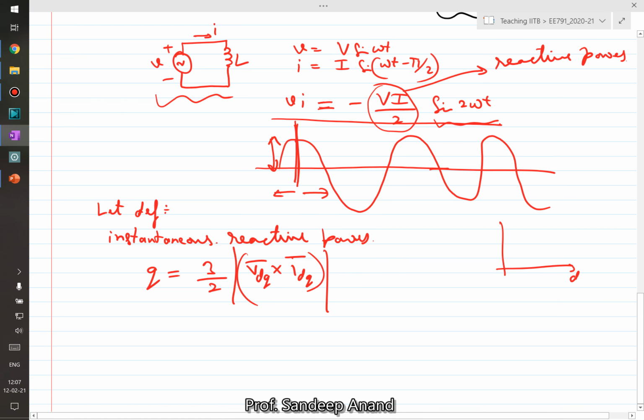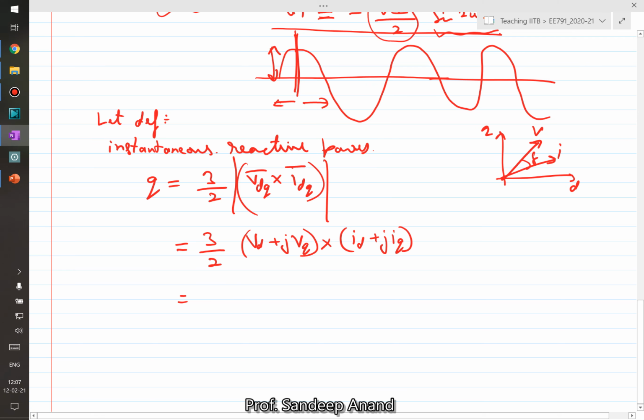Again, you can imagine the same thing. If we further simplify it, we can rewrite this as 3/2 into (Vd plus jVq) cross product with (Id plus jIq). If you take the cross product, use the right hand thumb rule, then you will get Vd into Iq minus Vq into Id. This is the instantaneous reactive power.